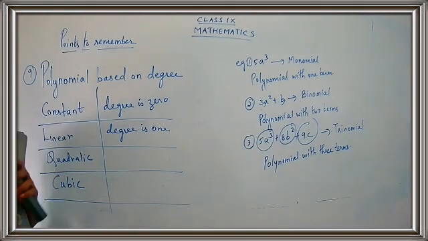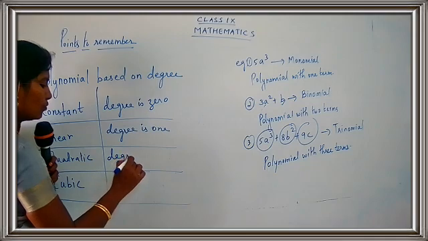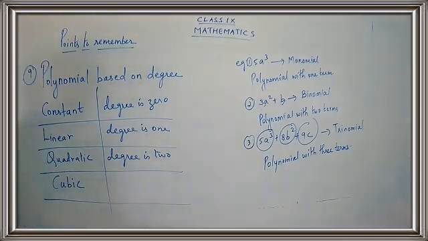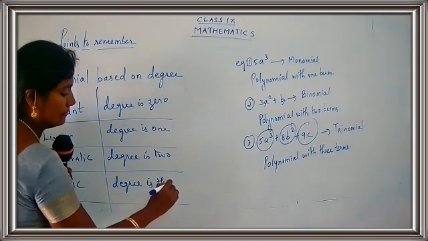If the degree is 0, it is called a constant polynomial. If the degree is 1, it is called a linear polynomial. If the degree is 2, it is called a quadratic polynomial. And at the last, if the degree is 3, you have to call it a cubic polynomial. So I have just given you the definition in simple terms.